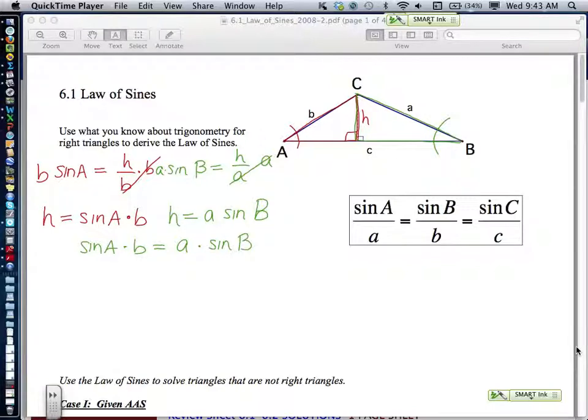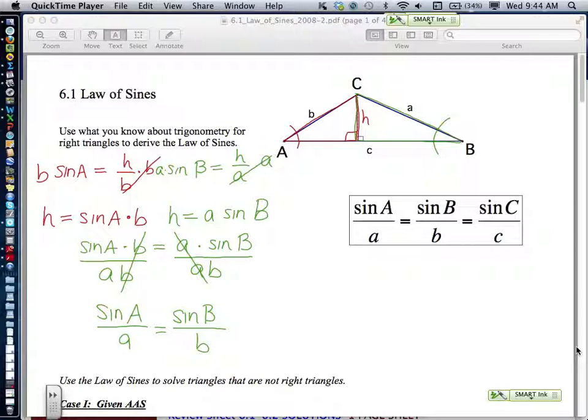Now, ultimately, I'm trying to show you how we derive this law of sines. And it looks like with the law of sines, we have sine A over side A equals sine of angle B over side B. So I want to get the A's and B's in the denominator. So I'm just going to divide both sides of the equation by AB. Divide out the B's, divide out the A's, and we have sine A divided by A equals sine B divided by B. So there's our law of sines.